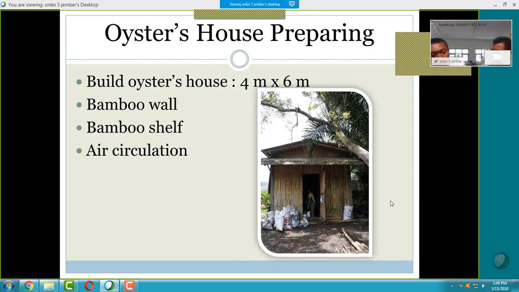I think it's stronger, but perhaps the construction process is more complicated. And maybe gedek is cheaper than bamboo. This is just feedback for the mushroom house. Okay? Thank you.